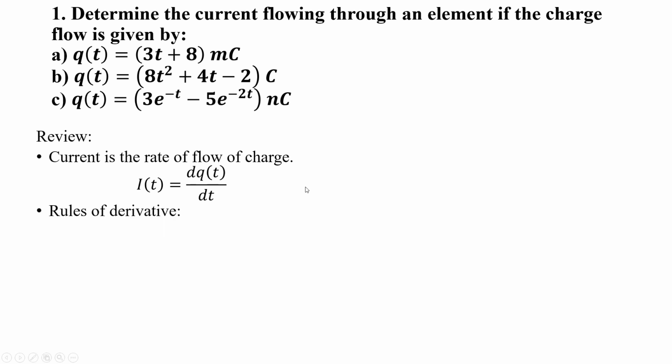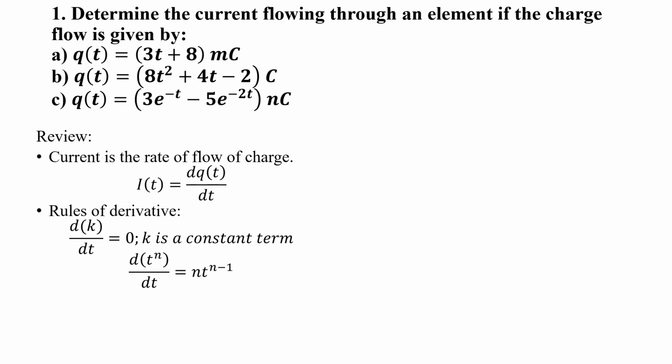Let's review some of the rules of derivatives. The first rule is that the derivative of a constant term is equal to 0. The derivative of t to the power n with respect to time is given by n t to the power n minus 1. And the derivative of the exponent term e to the power at with respect to time equals e to the power at, multiplied by the coefficient of time.